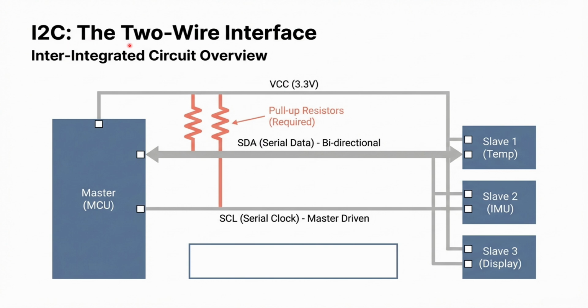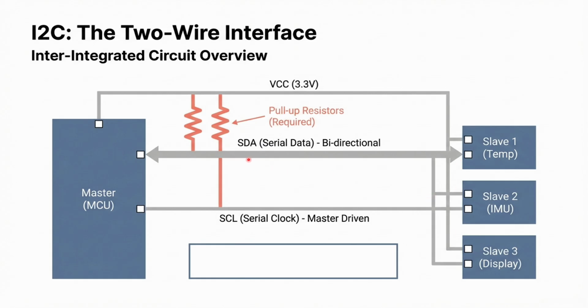I2C stands for Inter-Integrated Circuit, but you will often hear it called the two-wire interface because, quite literally, it only needs two main lines to talk to dozens of different devices. Look at the architecture on the slide. We have SCL, serial clock. This is the heartbeat of the system. The master drives this line to keep every sensor in the room perfectly synchronized.